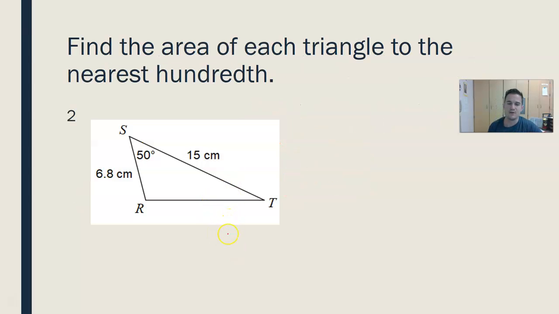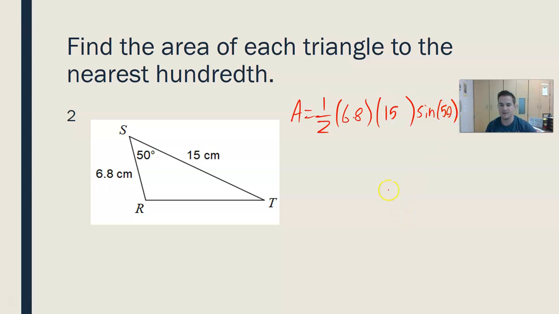Let's try another one. This is number 2 on your guided notes. It says find the area of each triangle to the nearest hundredth. So I have a side, another side, and an included angle. Since I have this side-angle-side knowledge, I can use this formula. The area is equal to 1/2 times the product of those two sides, 6.8 times 15, times the sine of the included angle, sine of 50 degrees. So 0.5 times 6.8 times 15 times the sine of 50 is 39.07 centimeters squared. 39.07 centimeters squared is the area of that triangle.